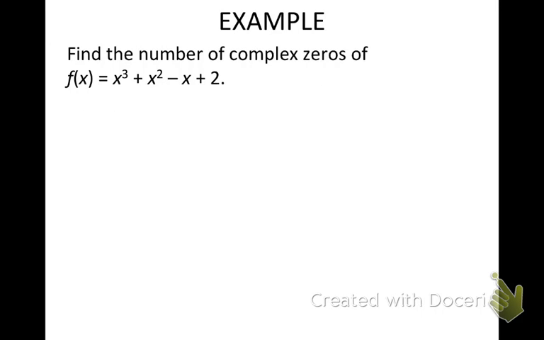Let's go to this one. F of x equals x to the third plus x squared minus x plus 2.